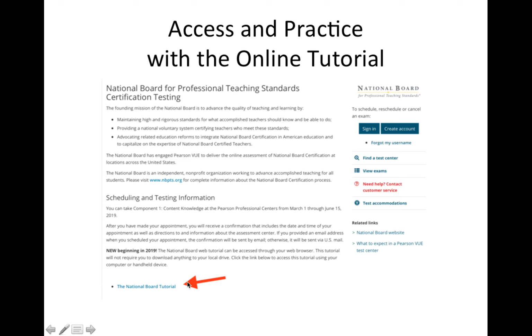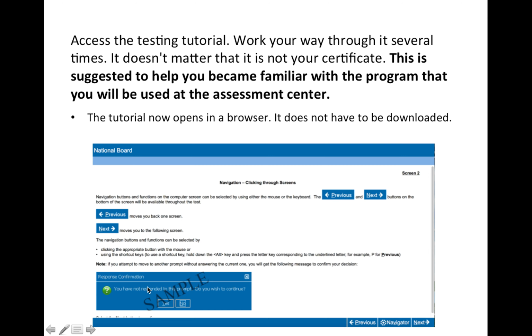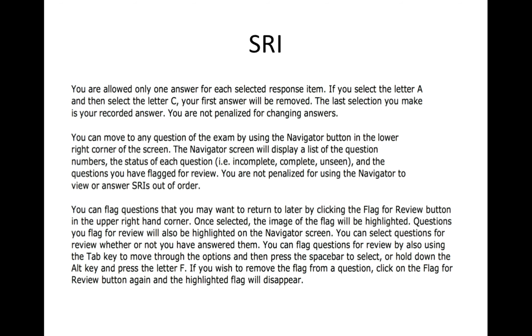Okay, back to this. You can see down at the bottom of the screen, you would click on the National Board tutorial, and then this page will pop up. Now, this probably will not be your certificate area. It does not matter if it's your certificate area or not. The purpose of the tutorial is to get you familiar with the software, and it will not let you go through anything until you scroll all the way down. So once the screen pops up, make sure you work your way through it.